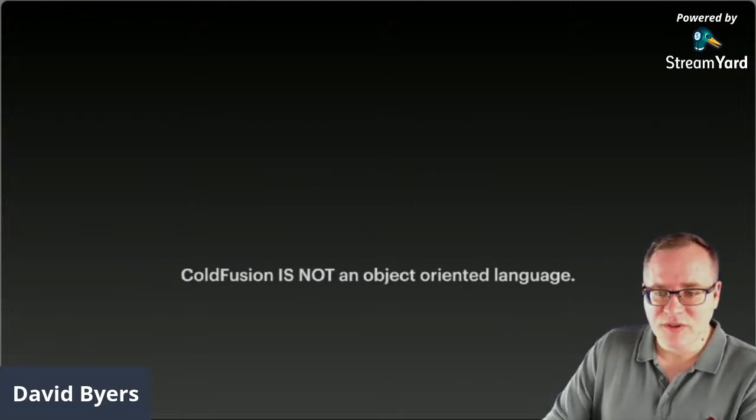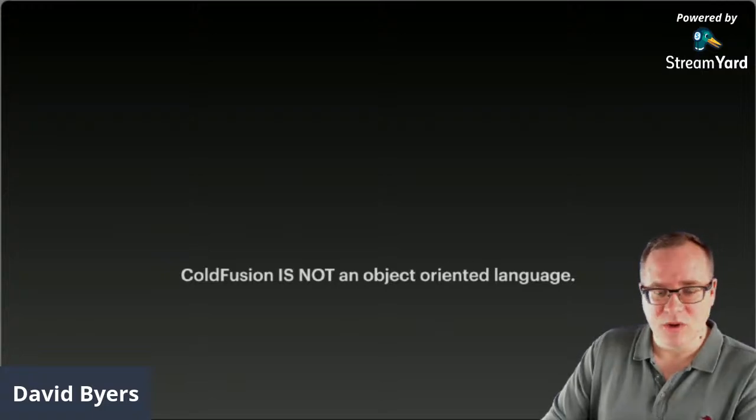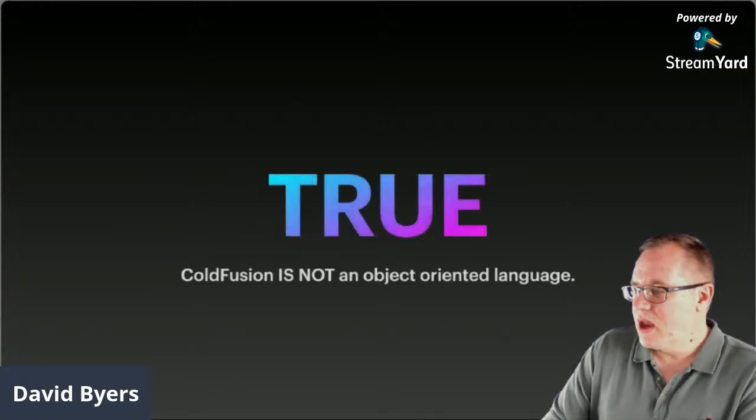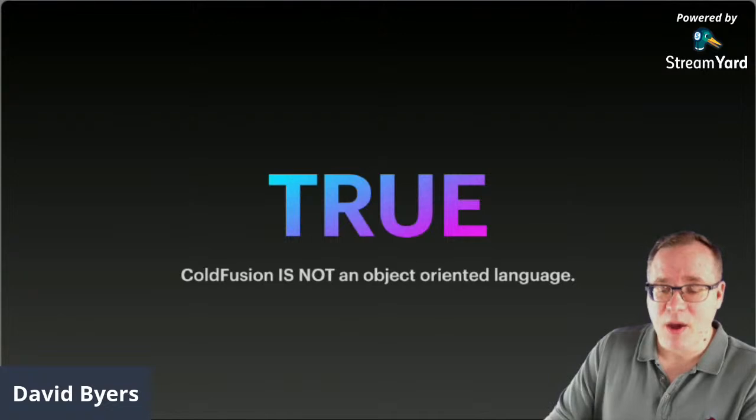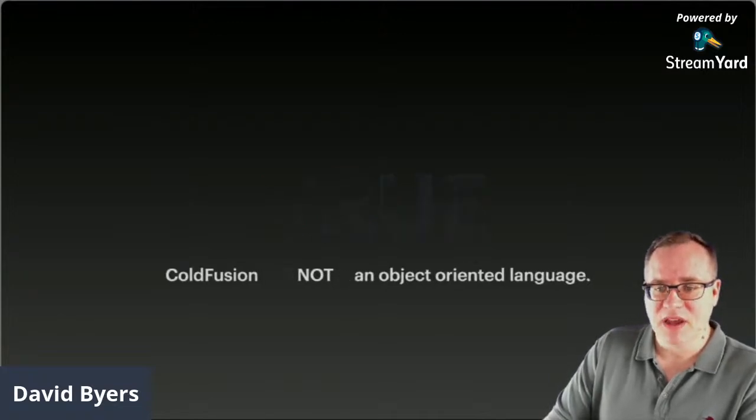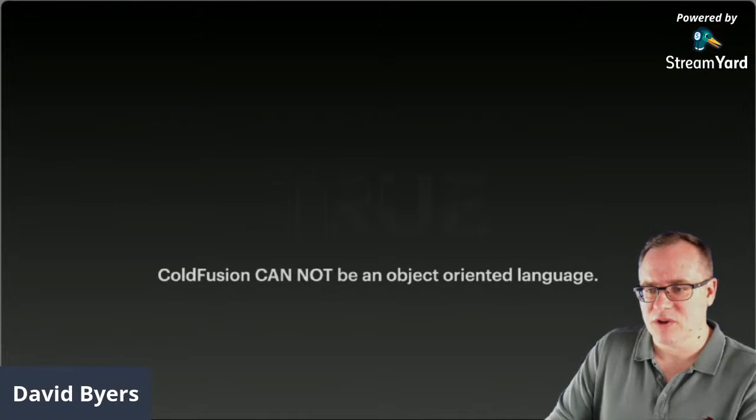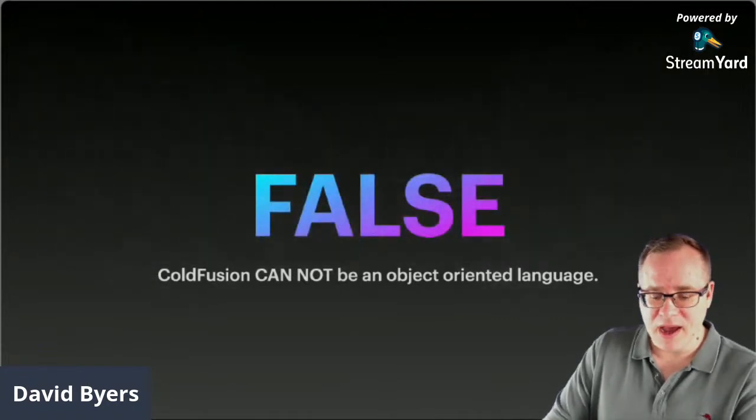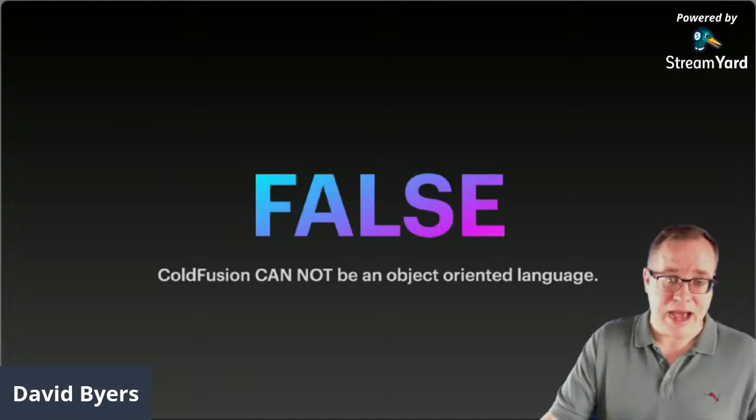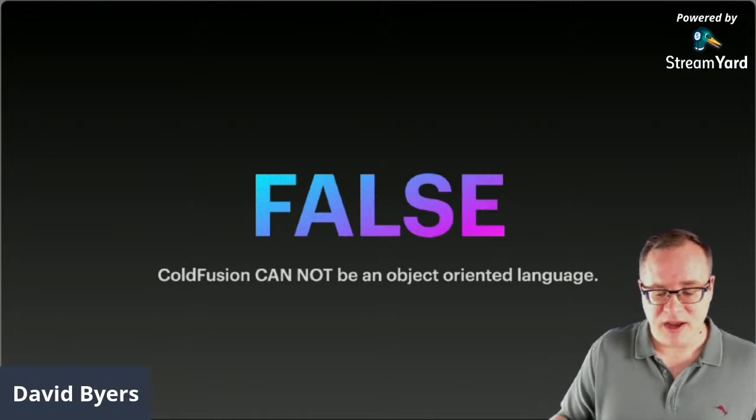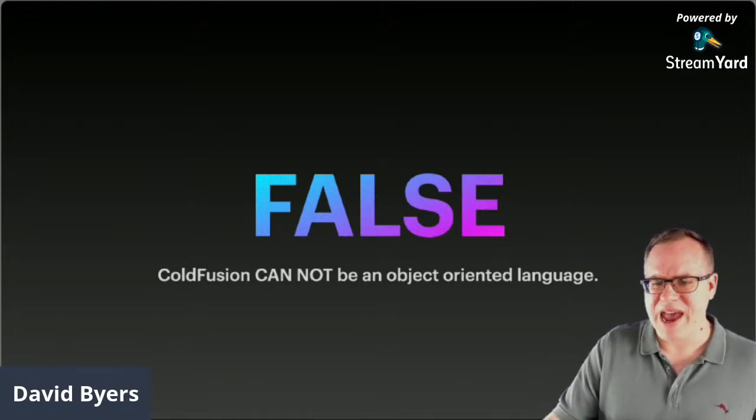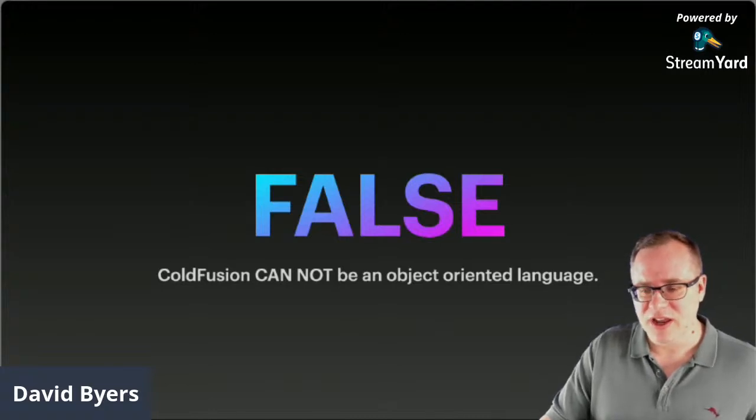Another misconception is that ColdFusion is not an object-oriented language. This is true. ColdFusion by default is not an object-oriented language. However, some people take that to mean that ColdFusion cannot be an object-oriented language, and that's false. ColdFusion can be as object-oriented or not object-oriented as you want it to be. So when you hear some people who are talking about programming and development and saying, oh, we have to be object-oriented, so therefore we can't use ColdFusion, that's just a falsehood. You can build ColdFusion in a very object-oriented way.